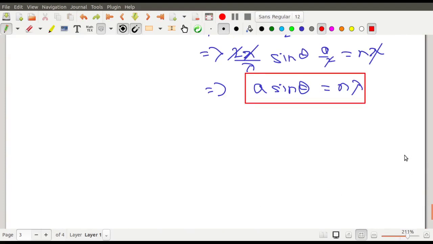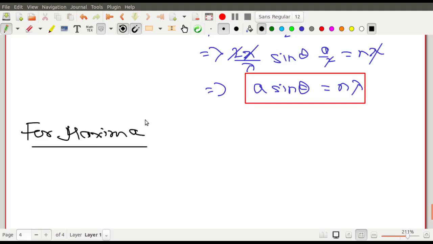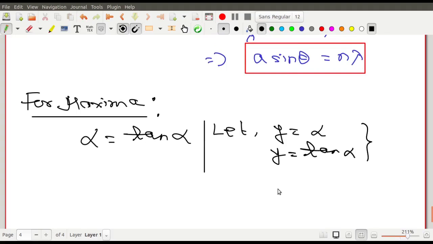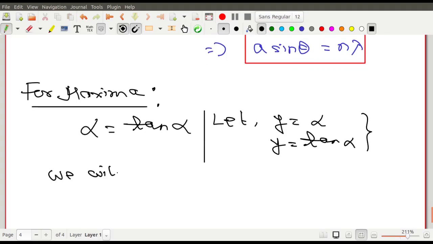So wherever there are minima, that is dark fringes, dark points, you have this. And finally, for maxima other than the principal maxima, once I draw the pattern you will understand. Here the maxima are of varying intensity. The condition for maxima is alpha equals tan alpha. Now how to solve this equation? I will solve it graphically. I will write y equals alpha and y equals tan alpha, and we will solve this graphically.